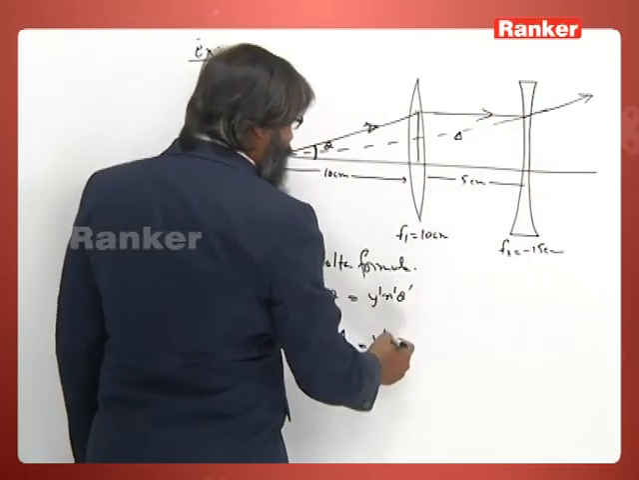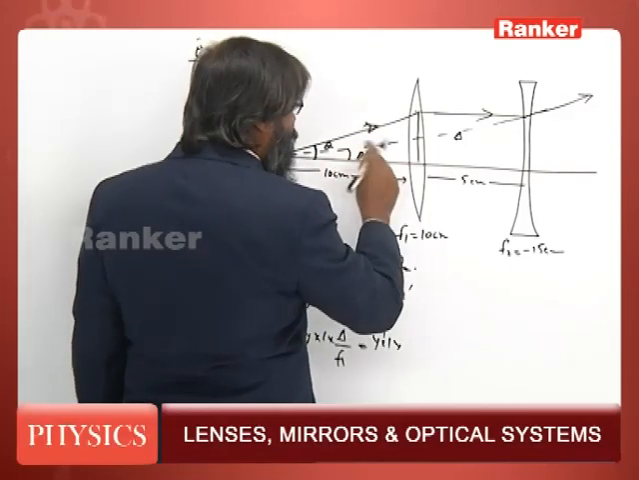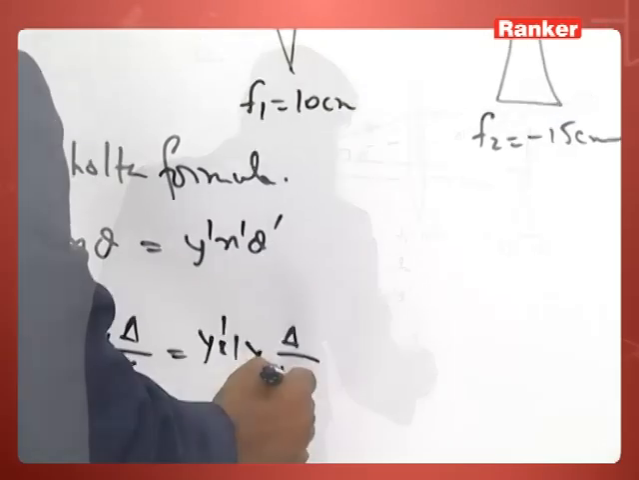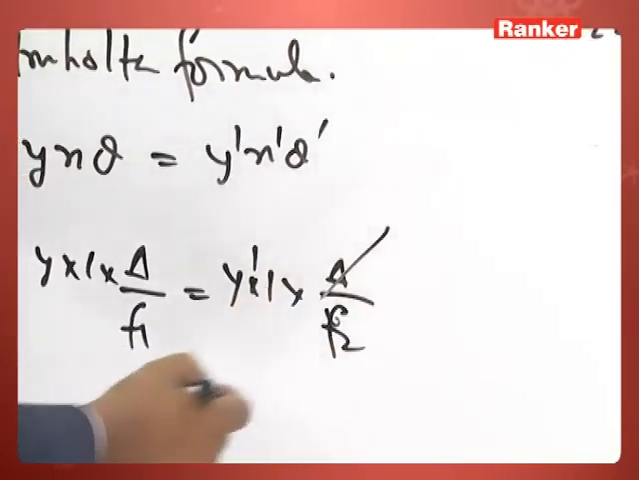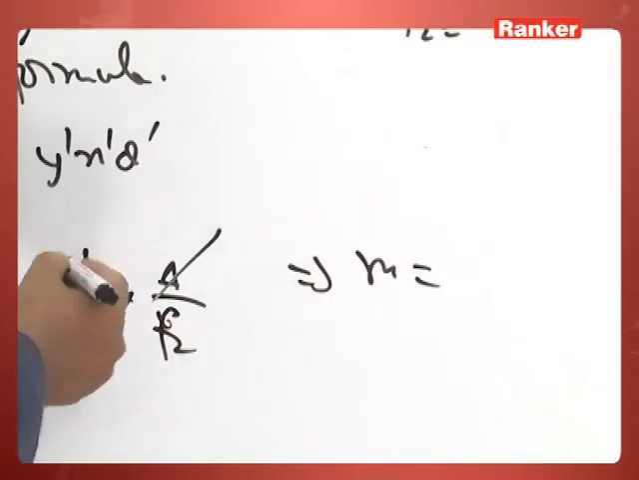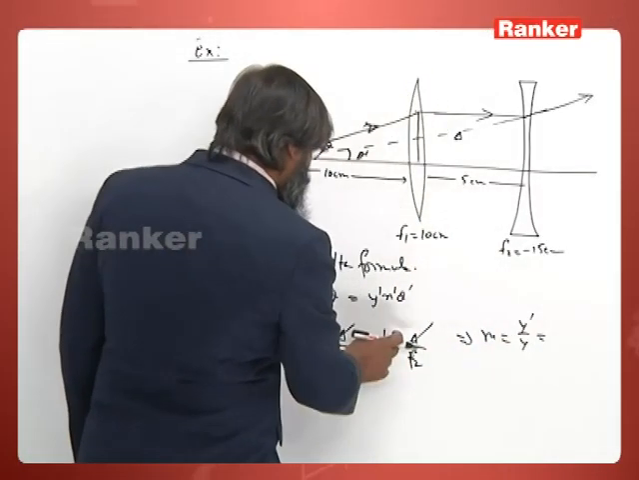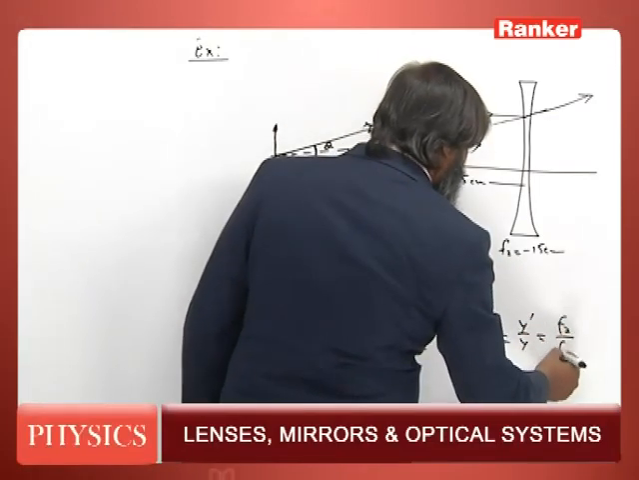So y dash n dash is 1 into theta dash. How much angle theta dash does it subtend here? That is given by delta by this F2, that is 15 actually. So delta cancels, which implies magnification is y dash by y. Magnification is y dash by y. So that is F2 by F1.